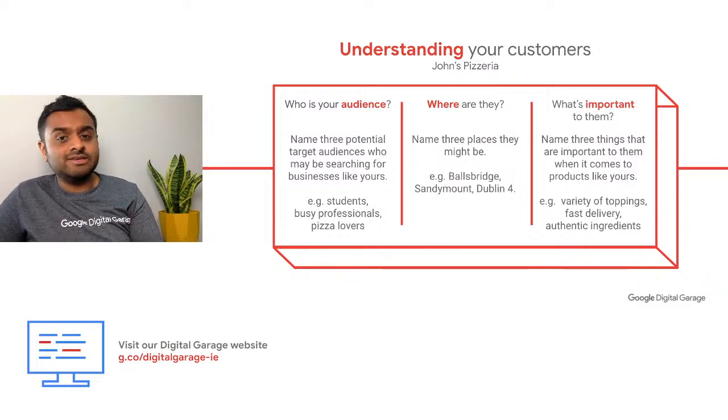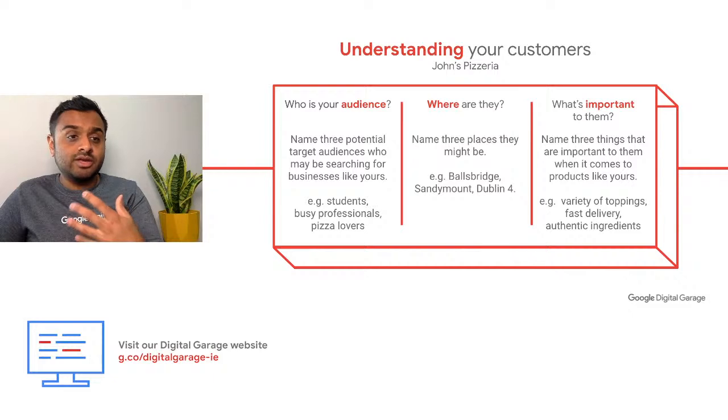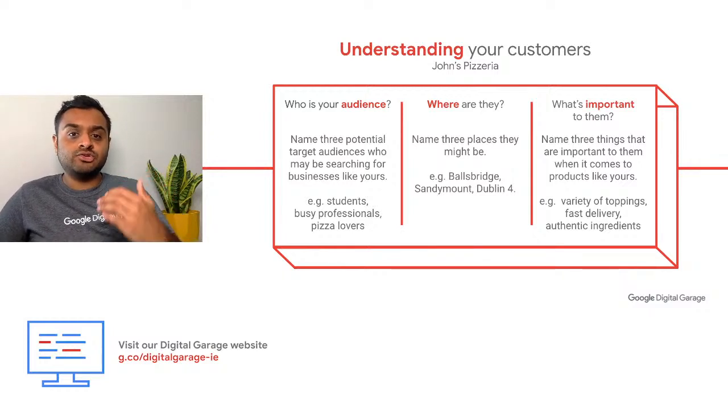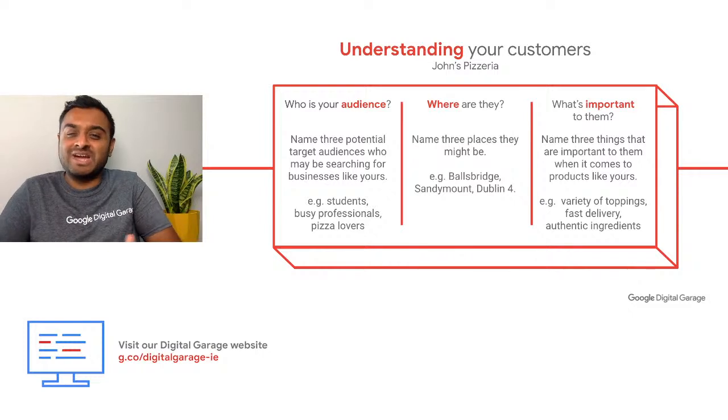What John's gone for here is he's identified students, busy professionals, and pizza lovers. Now, where are they? The question being asked here is where are these students, busy professionals, and pizza lovers based geographically? This is where John's had to make a bit of an educated guess with a lot of places. He's identified Ballsbridge, which is where his pizzeria is based. Great, because he is looking to capture that local customer base. He's identified Sandymount, which tends to have a lot of student accommodation around that area. So it looks like he's done a bit of homework, not just off the top of his own head and some googling around, but also by looking at the student market that he's sold to before.